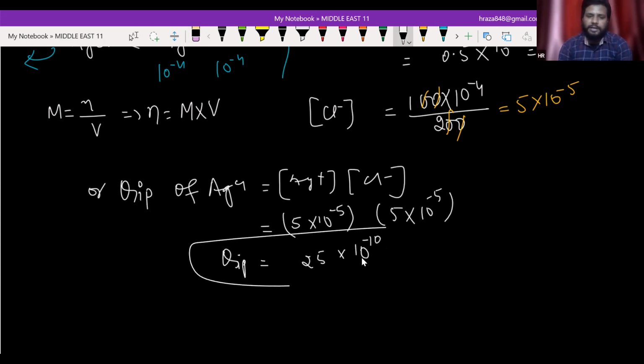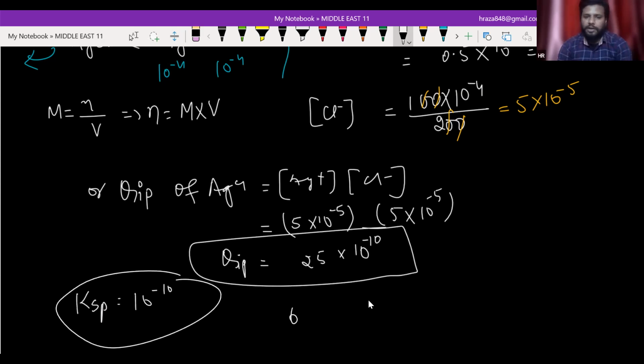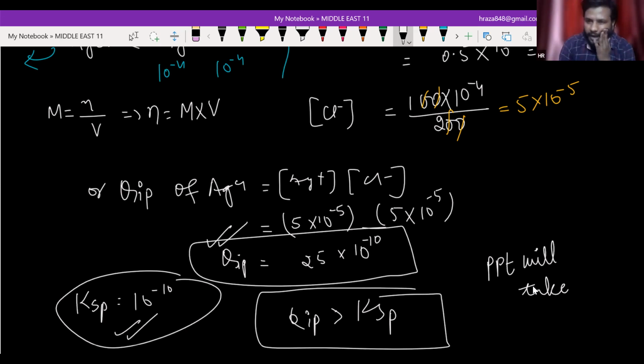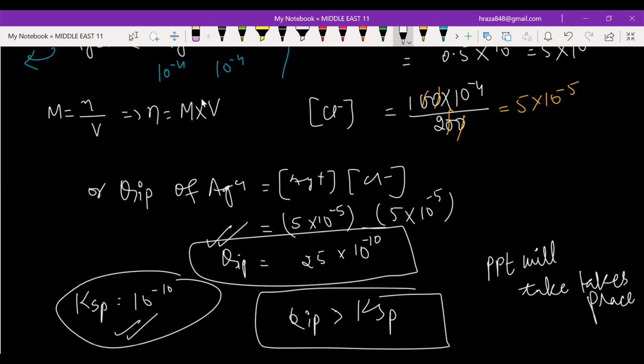And KSP has a value given in the question. KSP is equal to 10 raised to the power minus 10. Now you will see whether QIP is greater than KSP or not. This is KSP, this is QIP. Which value is greater? QIP. So precipitation will take place. I wrote every case: if this value is greater than that, precipitation will take place. Is this clear? Saif? Yes, sir.